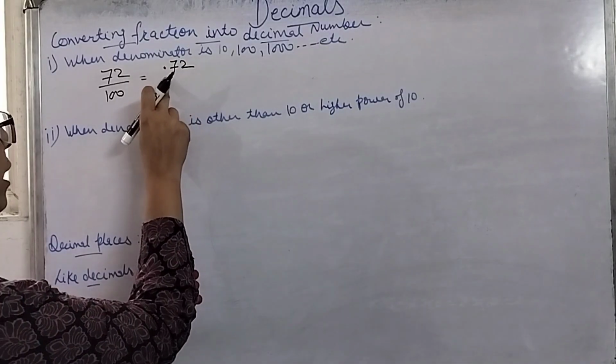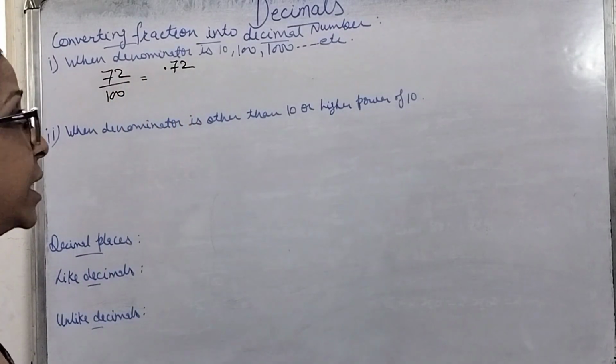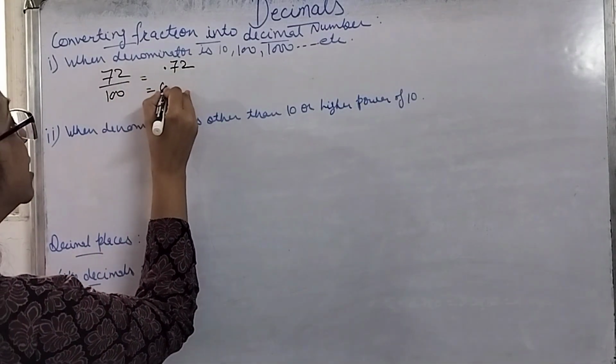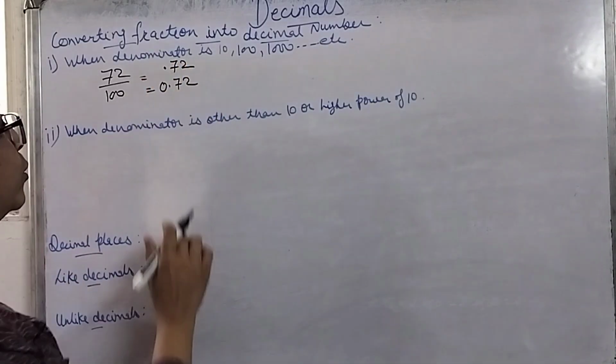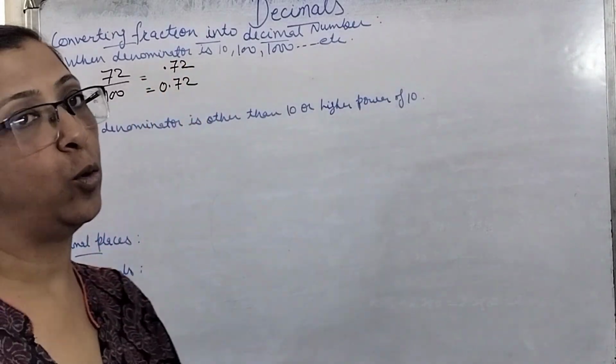Just now we have seen that if the integral part of a decimal number is 0, we can take it as 0 also. So this .72 could be written as 0.72 also.